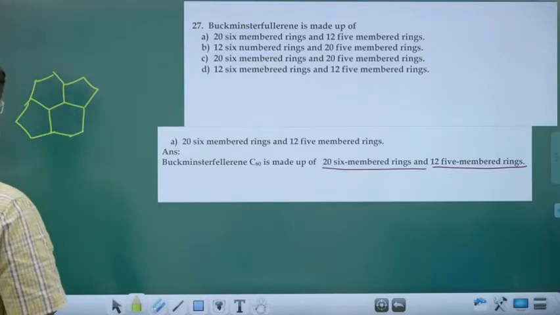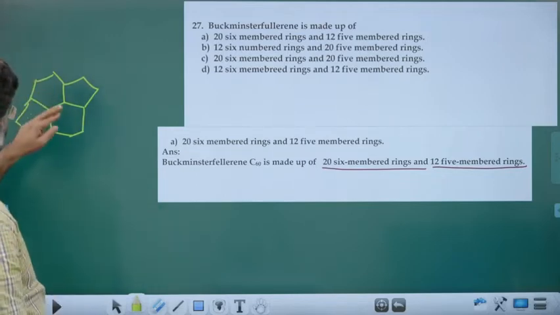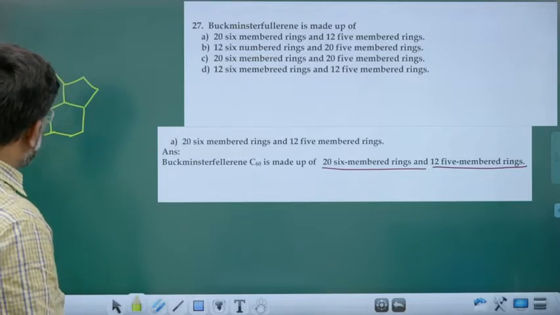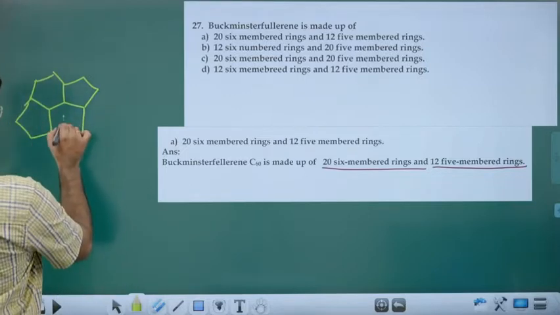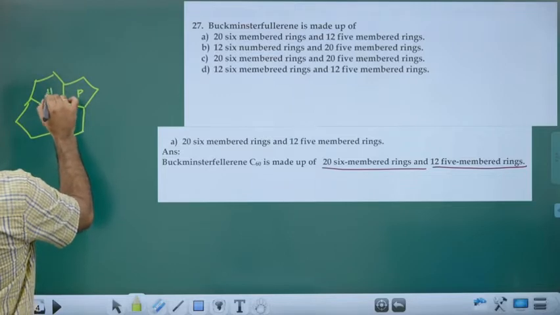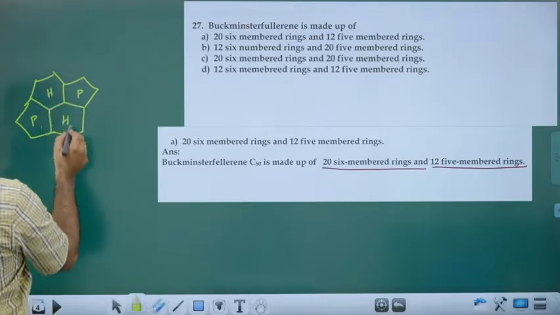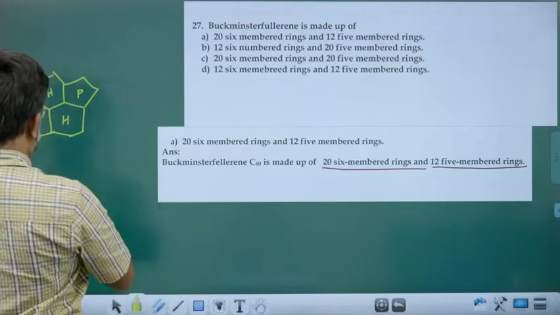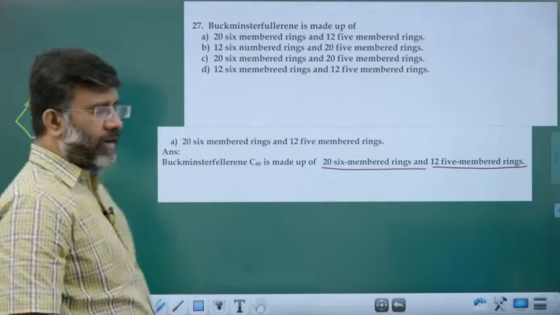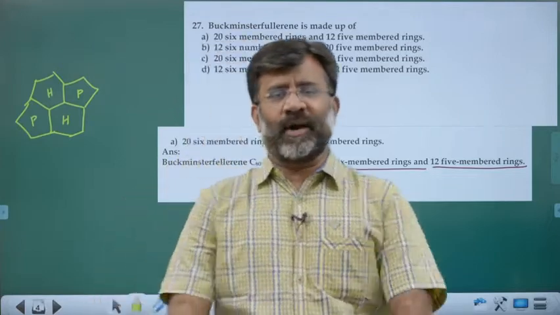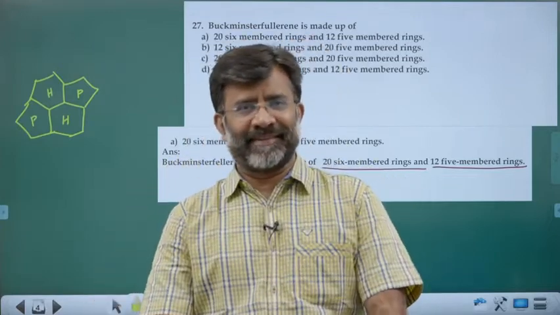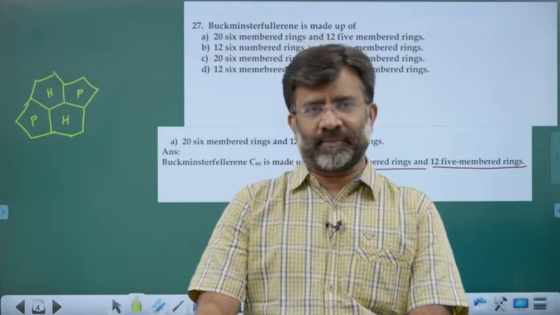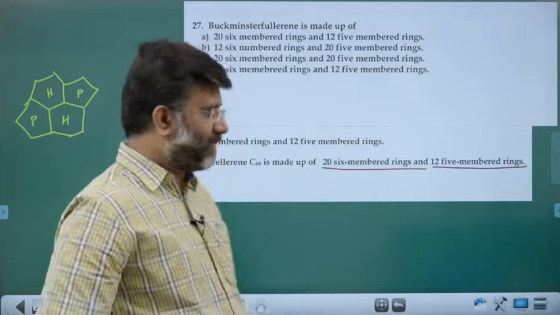And the importance of this is, two hexagonal rings can come in contact. One hexagonal and one pentagonal can come in contact. See, this is hexagonal, this is pentagonal. But two pentagonal units will never come in contact. That is the speciality of the soccer ball structure. That's how Buckminster fullerene comes. Okay? Next question.